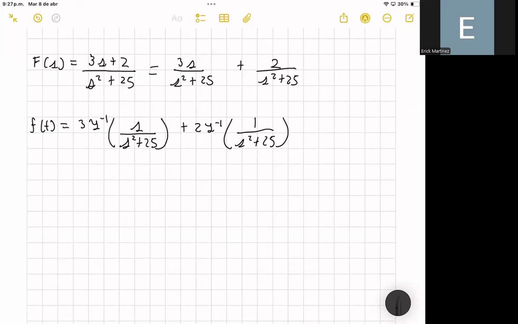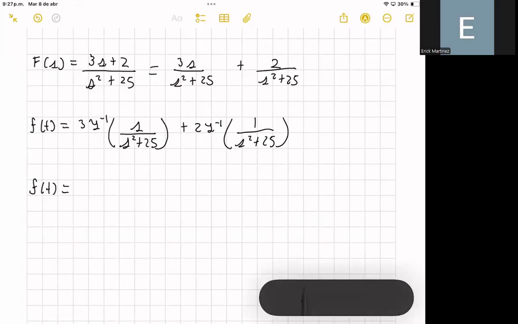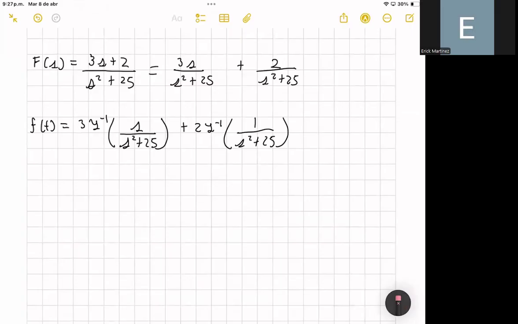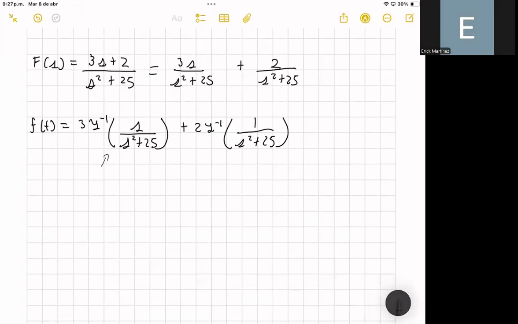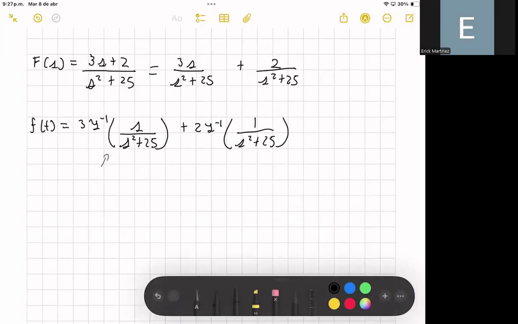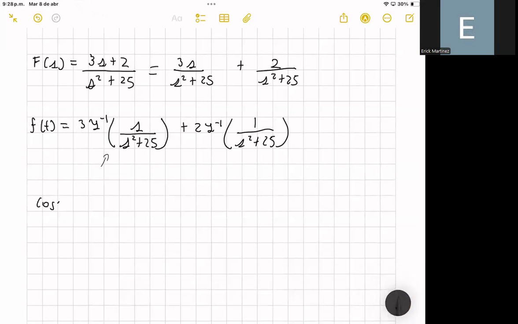And that's it. Now, we need to compute the time domain representation. So here we have, well, if you look into this term, I will try to compute this term first. This looks very similar to the Laplace transform of the cosine, no? We have that for a cosine function, cosine of omega t, the Laplace transform is equal to s divided by s squared plus 25.